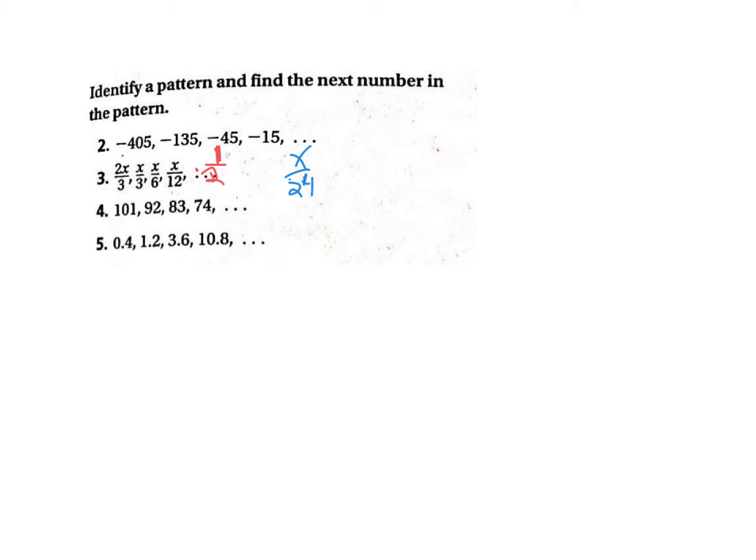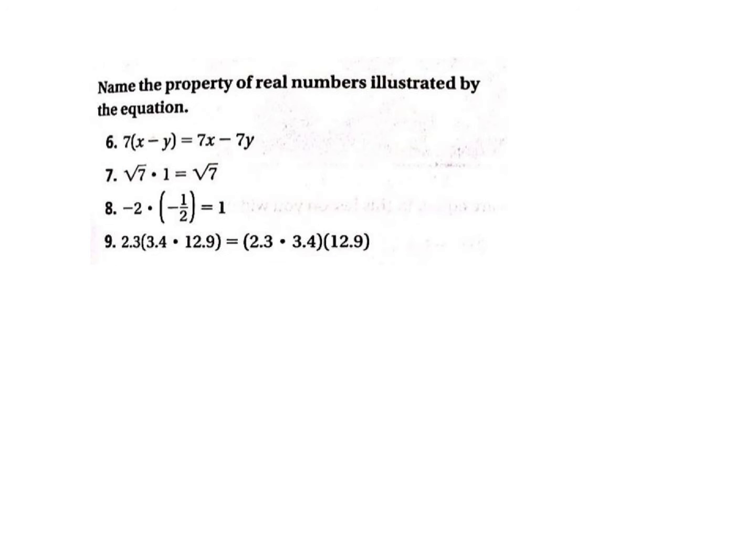Now, how does that work with 2x over 3? Notice that if I multiply 2x over 3 by 1/2, the 2's cancel, and you're left with just an x in the numerator and a 3 in the denominator, which gets you to x over 3. So the pattern is multiplying by 1/2, and the next number in the sequence is x over 24. Now you try 2, 4, and 5.